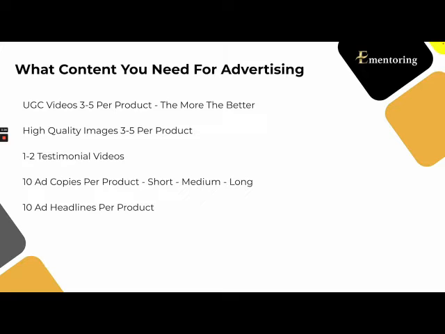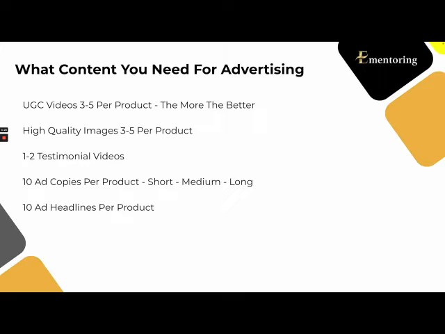You're also going to need some high quality images, and you're going to need between 3 and 5 of these per product. Again, the more the better. The reason why you want some images is because you can use these as thumbnails for the videos, and you're also going to be doing image ads and carousel ads to see which one will work better out of videos, images, or carousels.